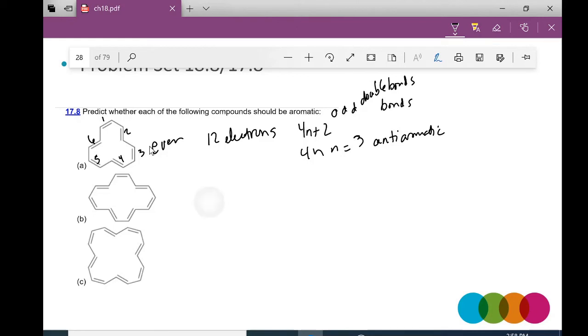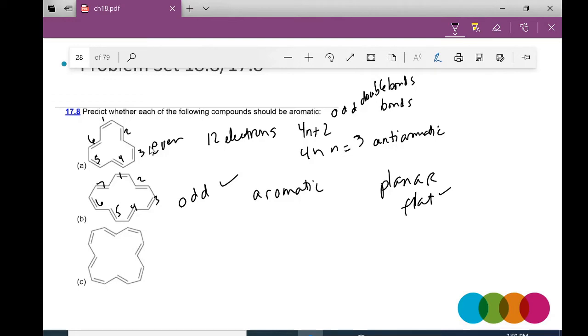What about the next one? 1, 2, 3, 4, 5, 6, 7. That has an odd number of double bonds, so that molecule, if it's planar, could be considered to be aromatic. For my students, I would want you to assume that any molecule that could be planar would be planar. And that's the other thing: in order to have overlapping p orbitals, the molecule must be planar. It must be flat.